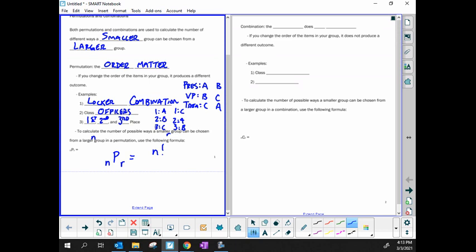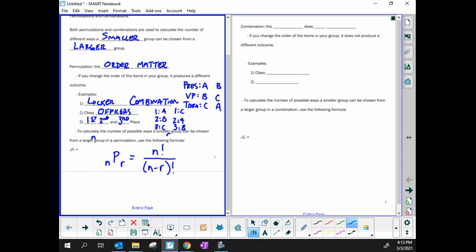n factorial, like we talked about last class, divided by (n minus r) factorial. Notice that on the bottom of that fraction, the n minus r is in parentheses. So that means you're going to subtract first to figure out the number that's the factorial on the bottom. And then, just like we talked about last class, we're going to simplify that expression by trying to cancel out as much as we can to figure out the total number of possible ways a smaller group can be chosen from a larger group in a permutation.